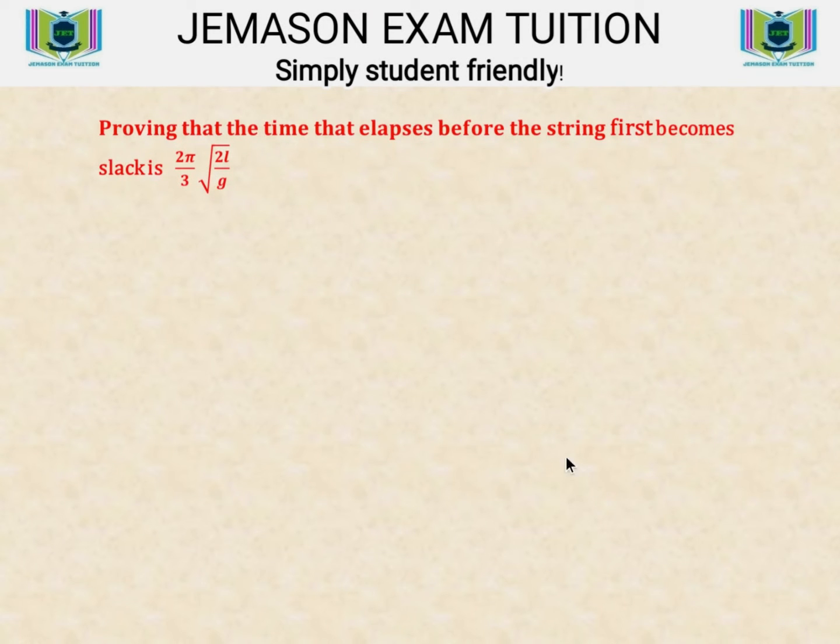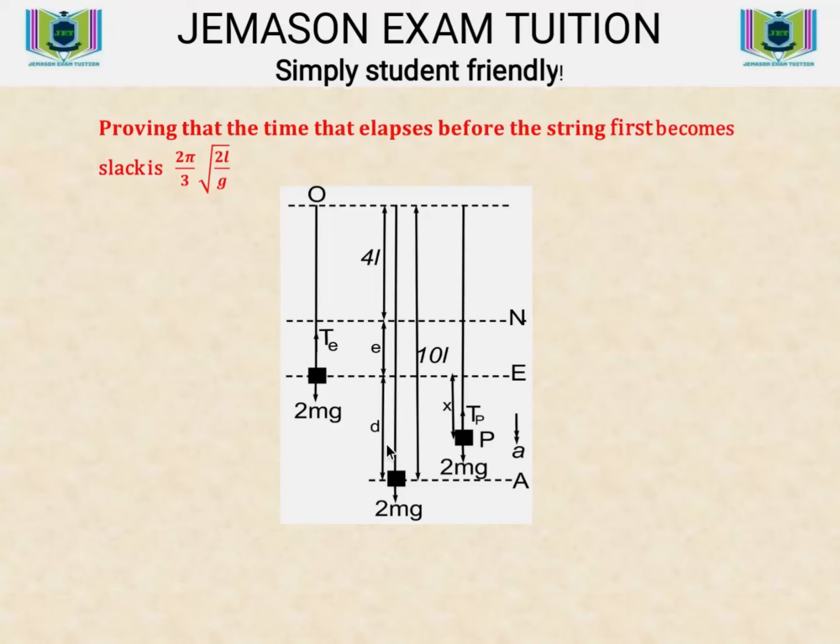In the next part of the question, we are required to prove that the time that elapses before the string first becomes slack is 2 pi over 3 the root of 2l over g. Again, we start by looking at the diagram. The time that elapses before the string first becomes slack is simply the time the particle takes to move to the level of n. The string can only first become slack when the particle has reached the level of the natural length of the string. That is when it can become slack.